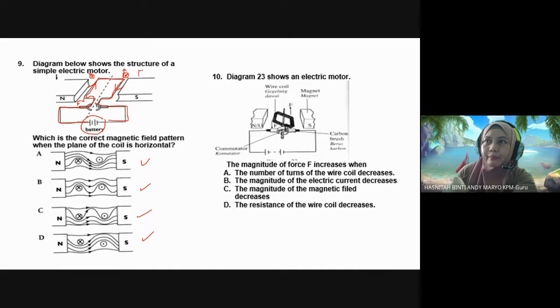Okay, which means this coil will rotate in this direction. Okay, it will rotate in anti-clockwise direction. So this one turn down. On the right side, turn up. Okay, so which one is the correct diagram?